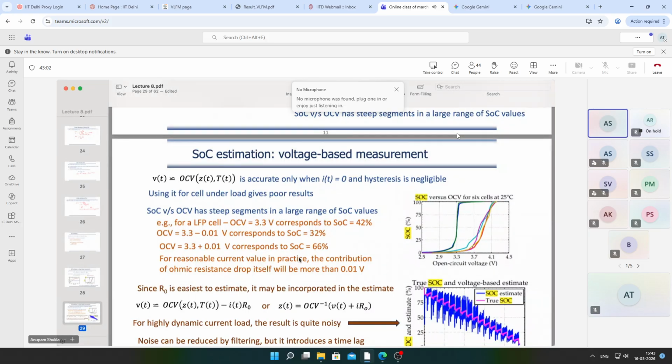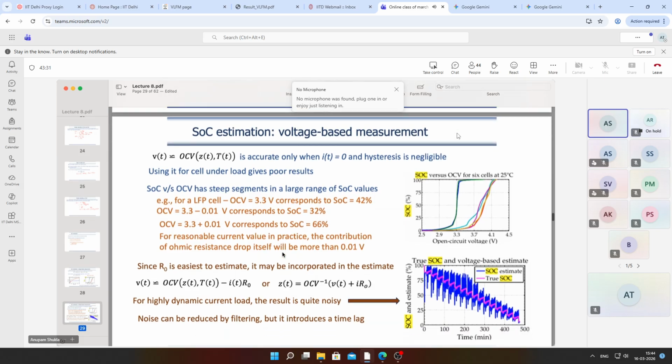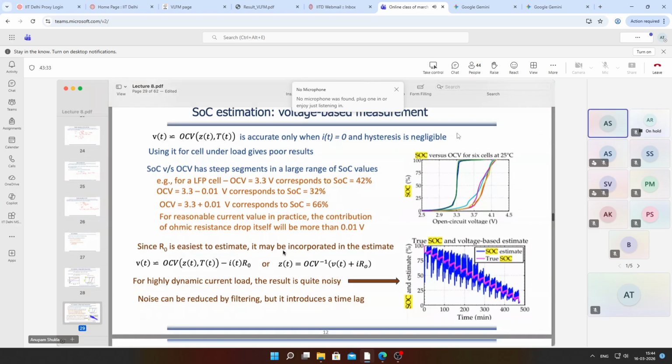Unless we are sure that the cell is completely at rest, it is possible to reduce this error. But even if it is completely at rest, there will be some measurement errors associated with whatever measurement tool we use for getting the voltage value. They will also introduce some errors here, which may be very large for LFP, and would be non-negligible, although manageable, for other lithium-ion chemistry. So that's one thing that you should keep in mind or understand very clearly.